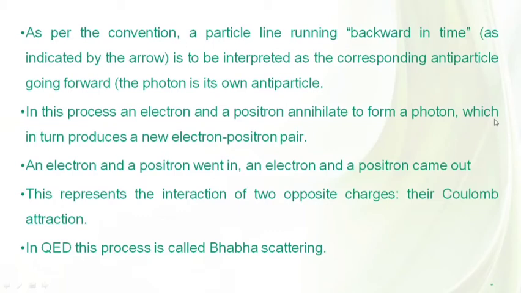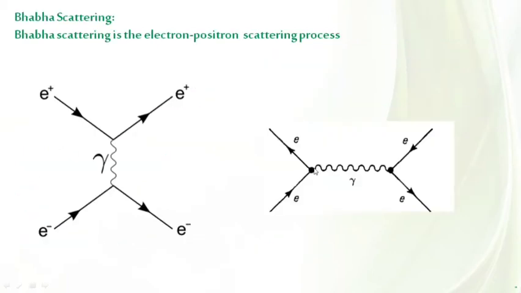This represents the interaction of two opposite charges, the Coulomb attraction. In quantum electrodynamics, QED, this process is called Bhabha scattering. Bhabha scattering is represented by these Feynman diagrams. Bhabha scattering is the electron-positron scattering process. You can see an electron and a positron annihilated and produce a gamma ray photon, and then they created themselves back.